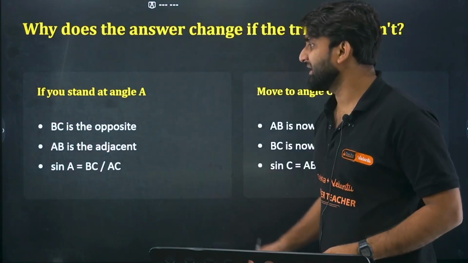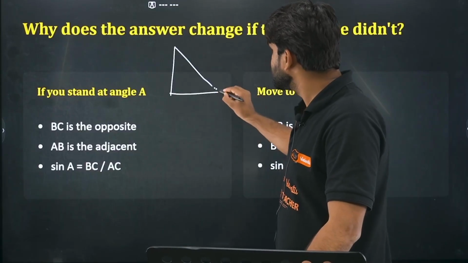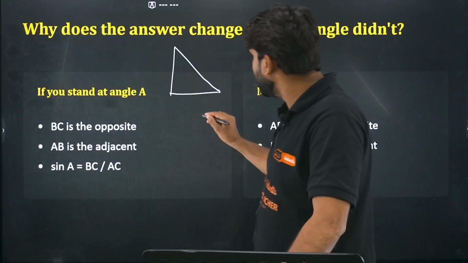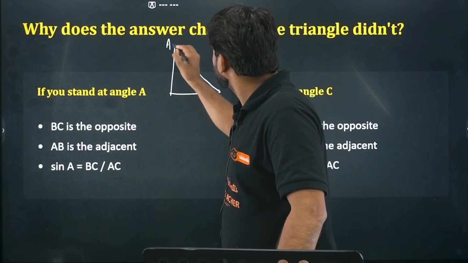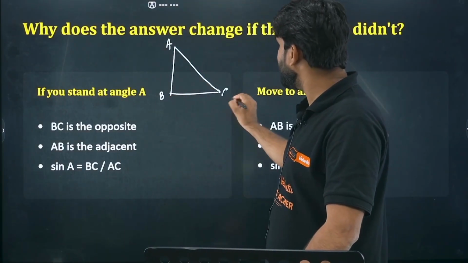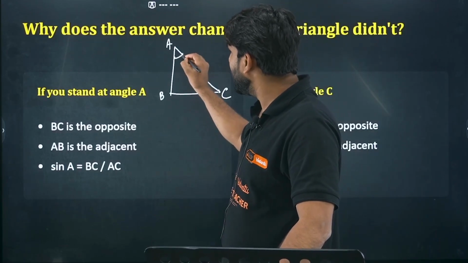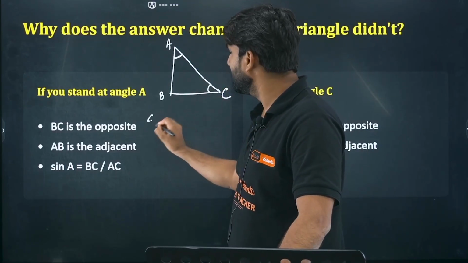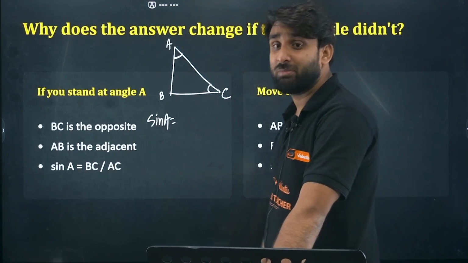I hope this is clear to you all. Very simple. If I take a right angle triangle here, and here is A, this is A, this is B, and this is C. Now this is angle A and this is angle C. If I ask you sine A, sine is what? Sine is basically perpendicular by hypotenuse.